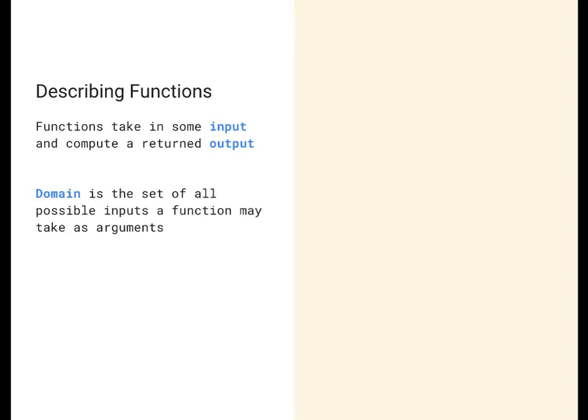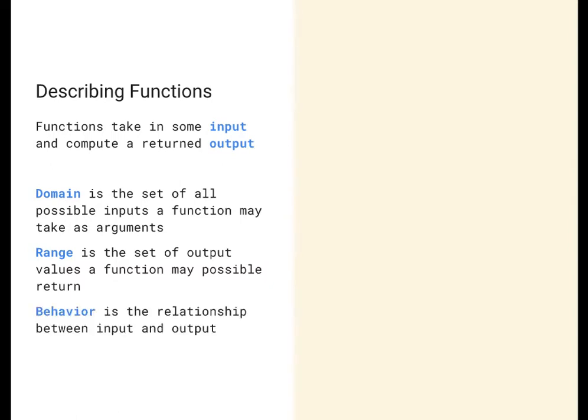All right, so I wanted to go over a little bit of review and introduce the key point of yesterday's lecture. I think there's one super useful point that Stan brought up, which was how to describe functions. This will be really important for recursion. Functions take in some input and compute a returned output. The technical terms we use for that are domain, which defines the set of all possible inputs a function may take as arguments, and range, which is the set of all possible output values. And lastly, we also want to define the relationship between the domain and the range, and we call that behavior.